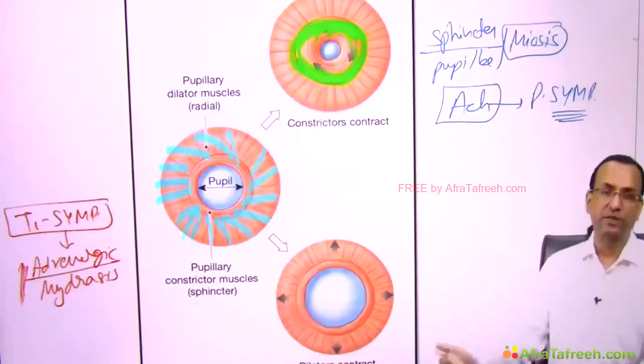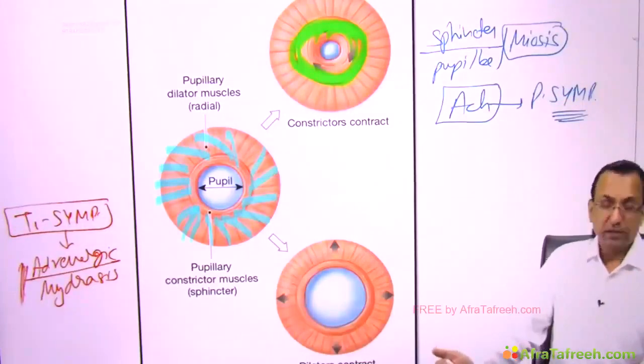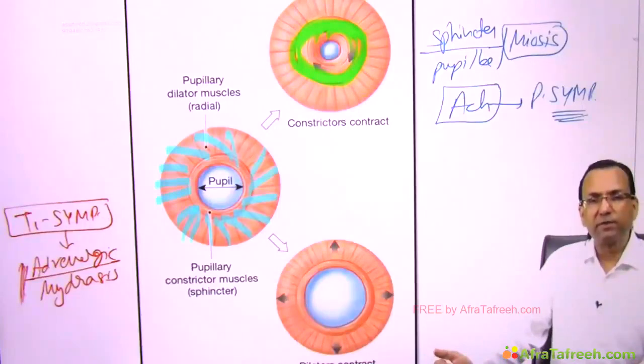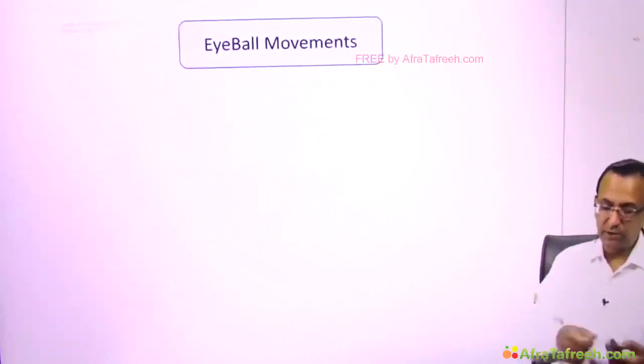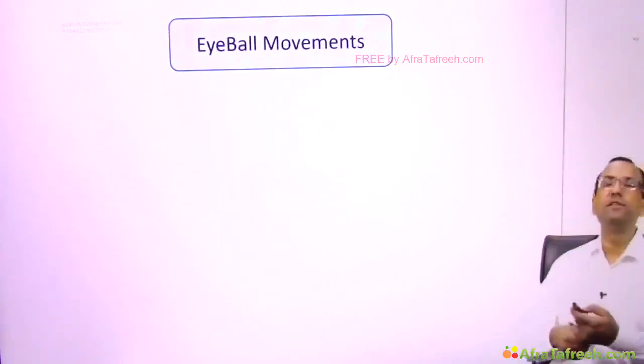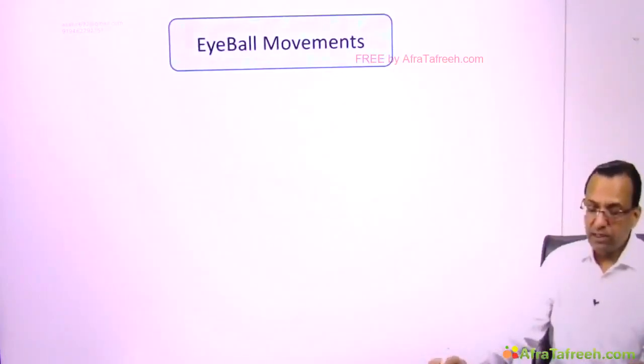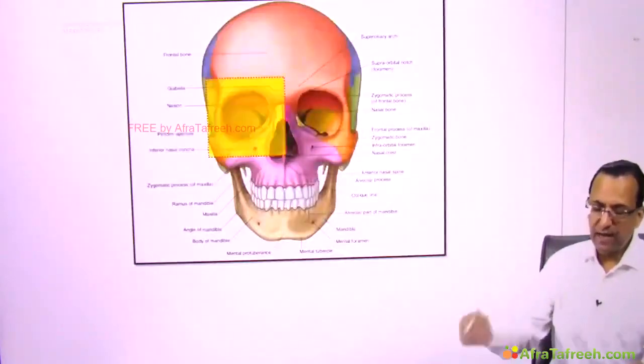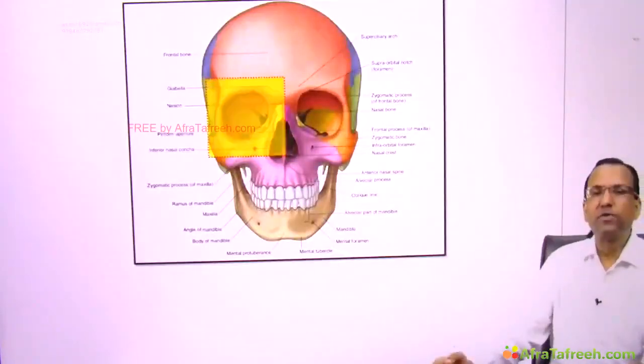This is some basics. Now we can move further. These are smooth muscles, autonomic nervous system. And then you have to talk about the somatic nervous system. So in the somatic nervous system, which muscles will you talk about? The skeletal muscles. And you are looking at the right eyeball now, front view, talking about some skeletal muscles of the eyeball.